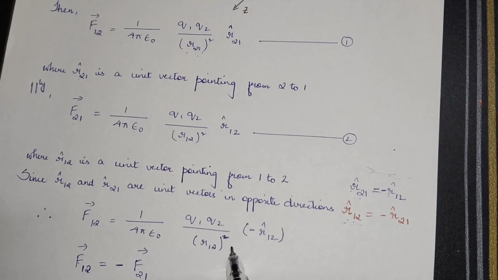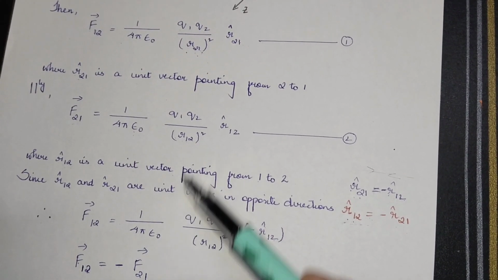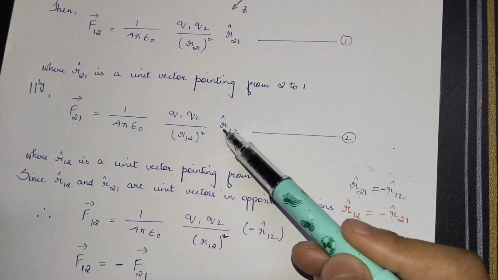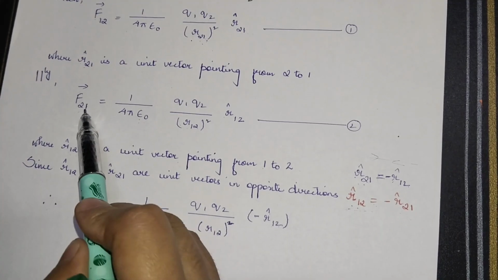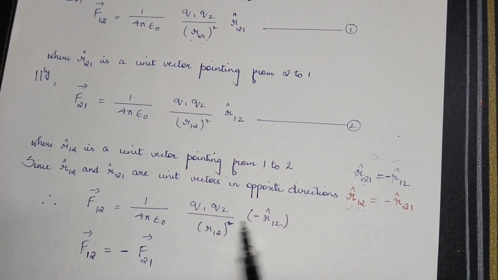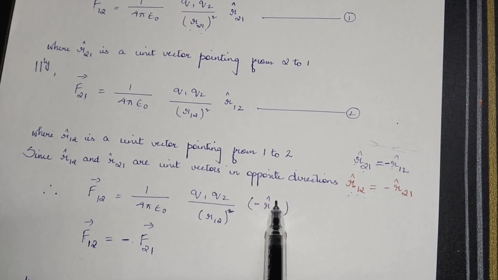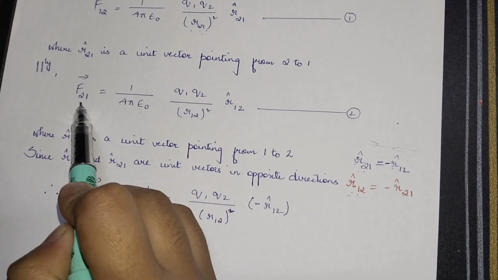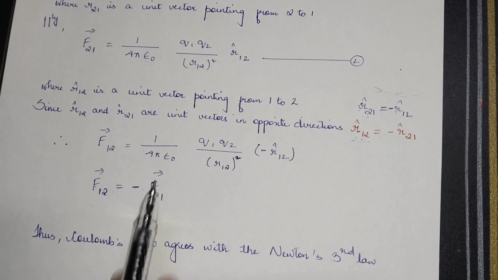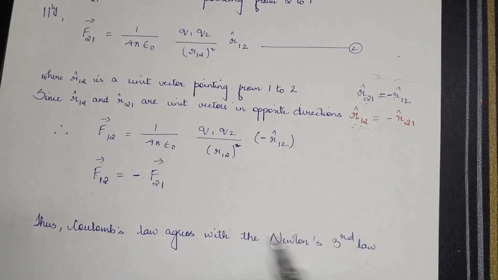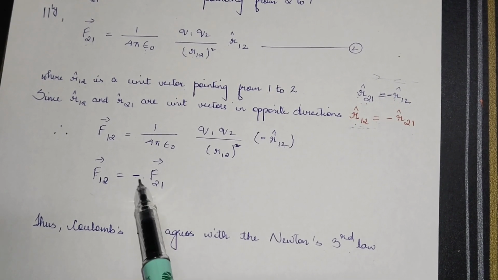Keeping aside the minus sign, if you look at the other equation written here, it is exactly a carbon copy of this equation: 1 by 4 pi epsilon naught q1 q2 over r12 square times r12 cap. So in place of this expression, I can write this. So F12 vector is equal to minus, and since this and this are exactly the same, I can write it as F21. From here, I can conclude that Coulomb's law agrees with Newton's third law because the forces are equal and opposite to each other.